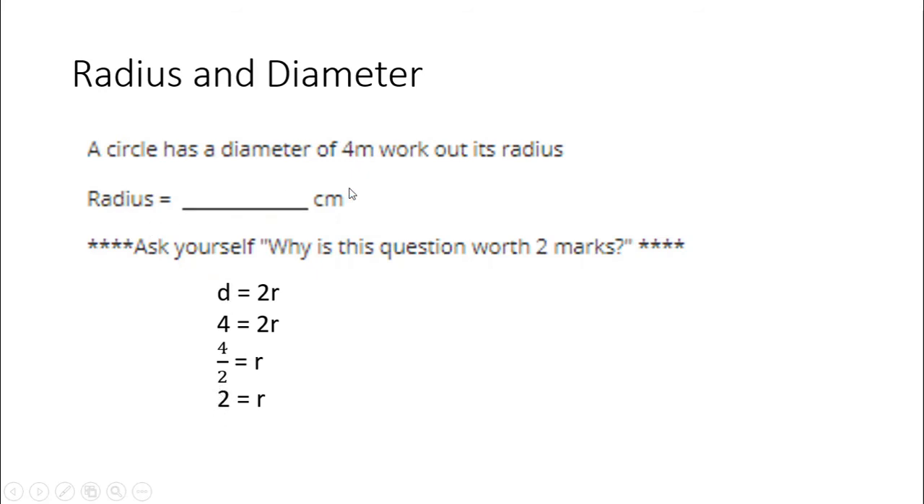We want the radius in centimeters. So to convert from meters to centimeters, we multiply by 100. R is equal to 200 centimeters.